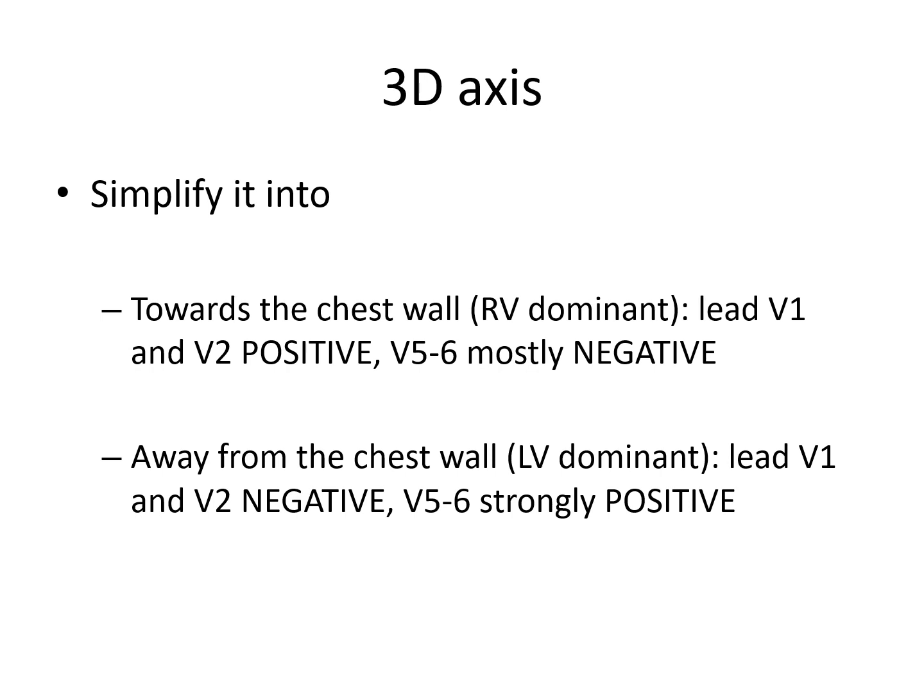If, as is normal, the LV is the dominant force because that's where most of the muscle mass is, the leads V4, V5, V6, which look towards the apex of the heart, will be positive, and then leads V1, V2 will be strongly negative.